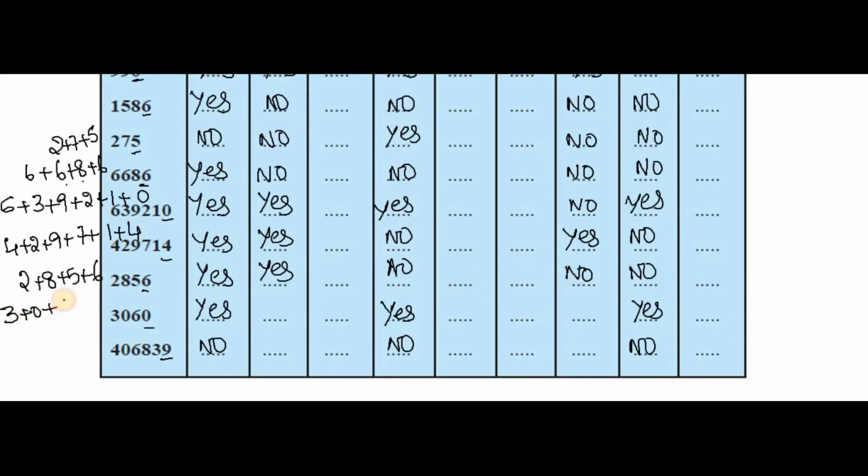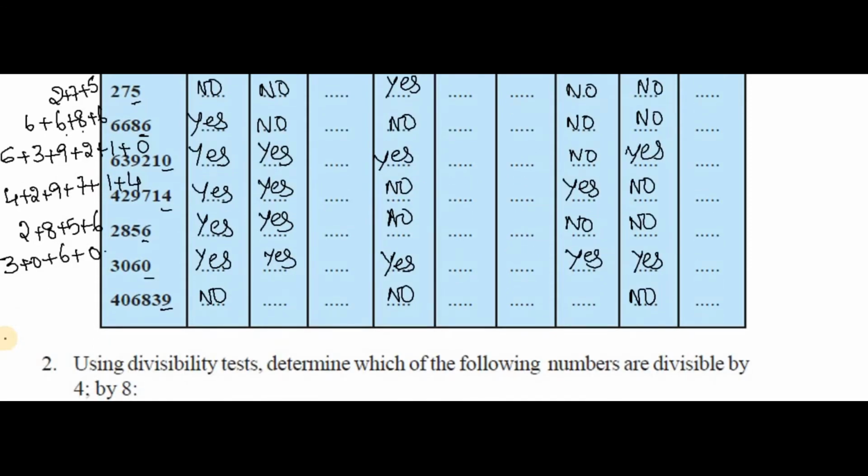3 plus 0 is 3, 3 plus 6 is 9, 9 plus 0 is 9. So in the 3 table you have 9, and in the 9 table also you have 9. And the last digit, 4 plus 0 is 4, 4 plus 6 is 10, 10 plus 8 is 18, 18 plus 3 is 21, 21 plus 9 is 30. In the 3 table you have 30, whereas in the 9 table you do not have 30.